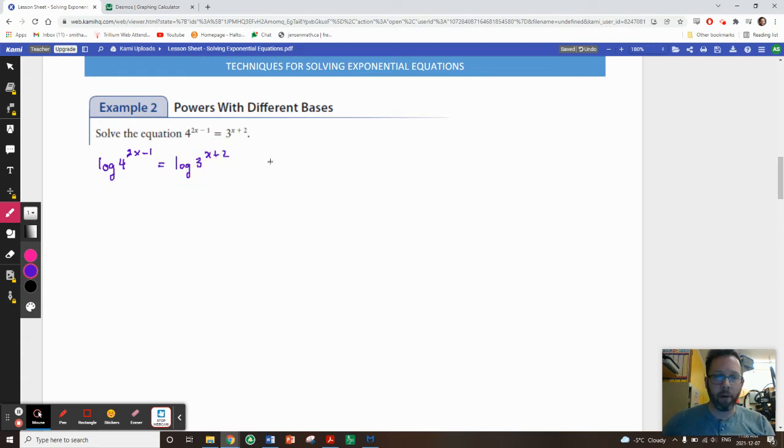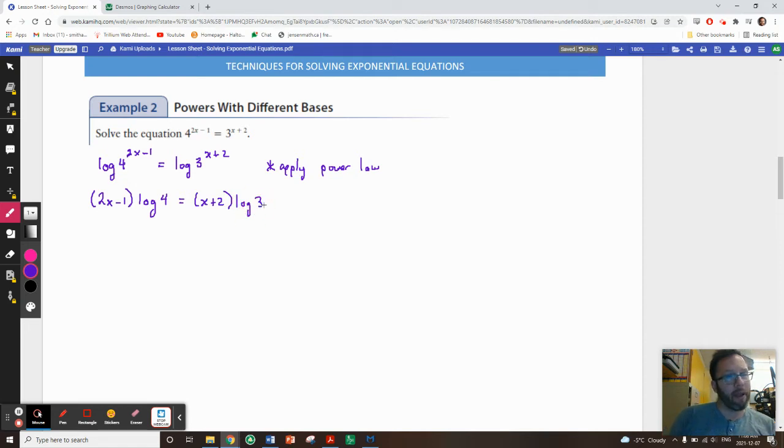So how does this help us? Well, if we apply our power rule, or just say apply the power law, then the 2x minus 1 comes down in front. And we're left with 2x minus 1 times log 4. And on the right-hand side, we're going to get x plus 2 times log 3.